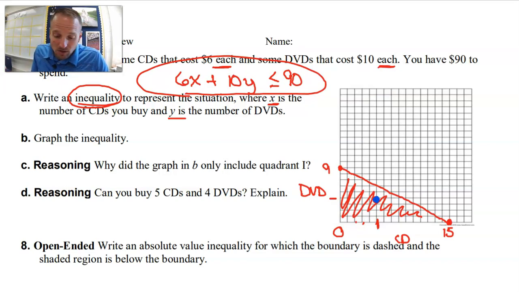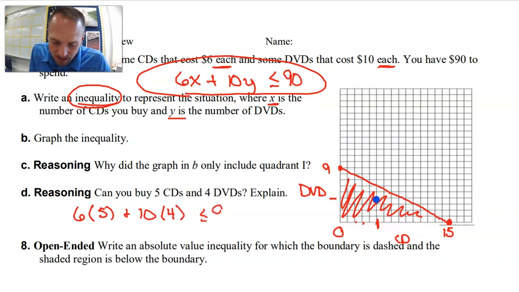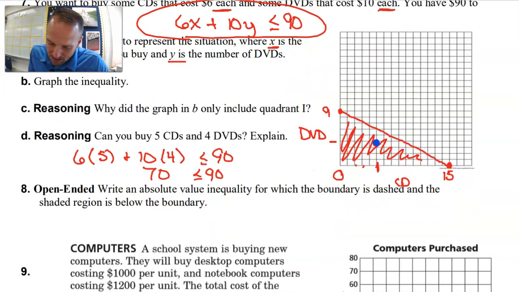Another way to do this is you could put 5 and 4 back into our equation. 6 times 5 CDs plus 10 times 4 DVDs. Is that less than or equal to 90? 30 plus 40, that's going to be 70, is definitely less than or equal to 90. So we can. All right, number 8.